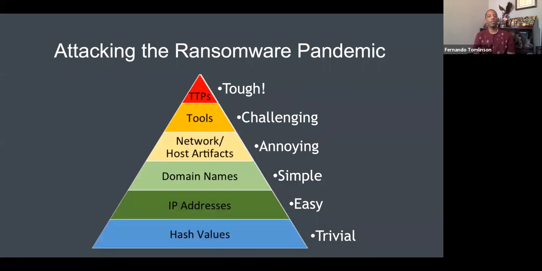All right, so when we look at the pyramid of pain, we know when we're trying to do things based upon hashes, those are trivial. Right? IP addresses, those are easy for an attacker or an actor to change. But the TTPs of how they actually do things, that's tough. That's tough for a person to change. That's a genetic makeup. That's a mindset that has to shift. Right? So that's where we want to attack it.